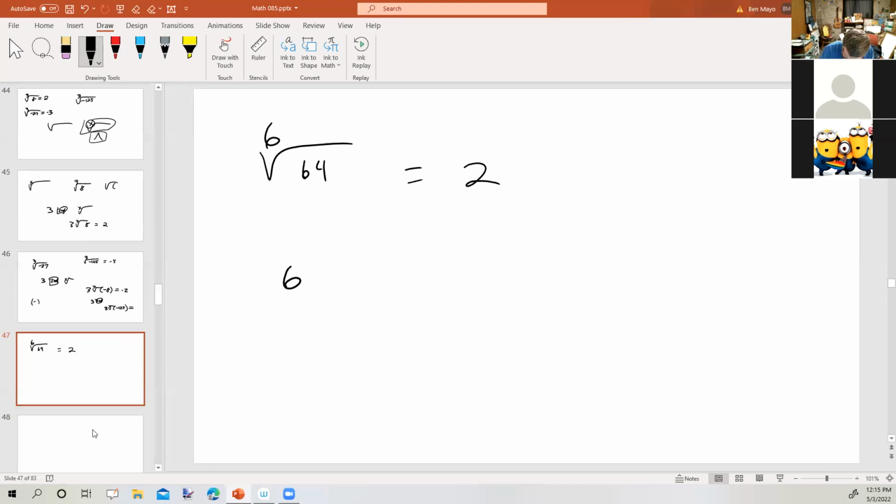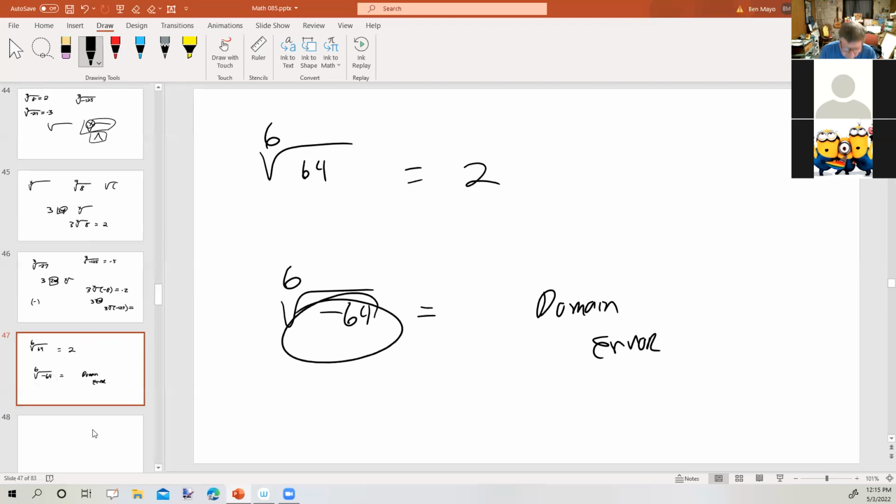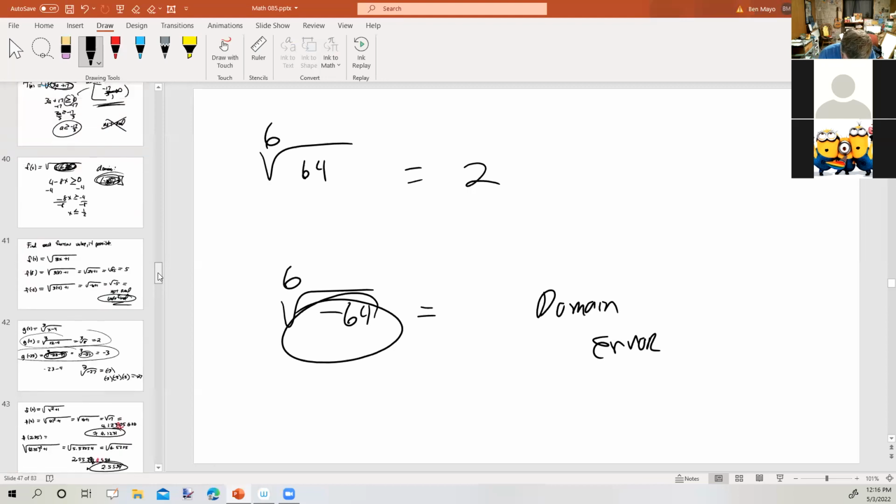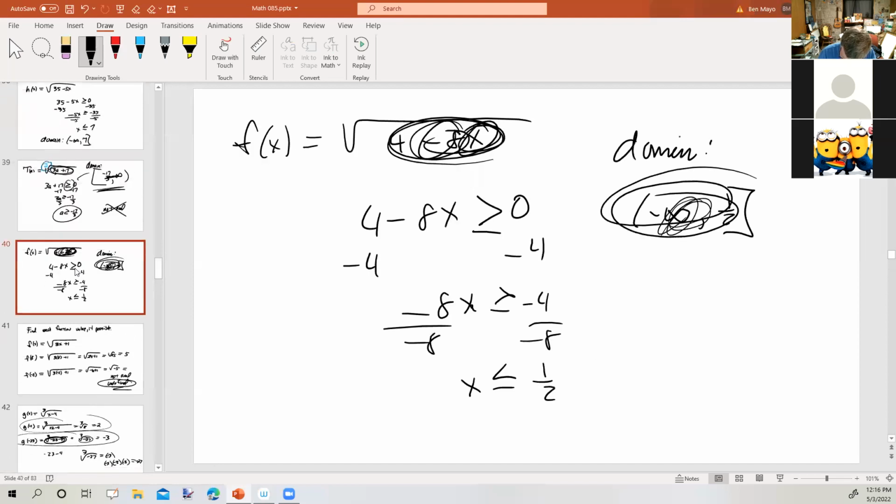Try this. Put this into your calculator and see what happens. 6, second, negative 64. You should get a domain error. Remember, you can't take an even root of a negative number. That goes back to those problems where we found the domain. This can't be negative.